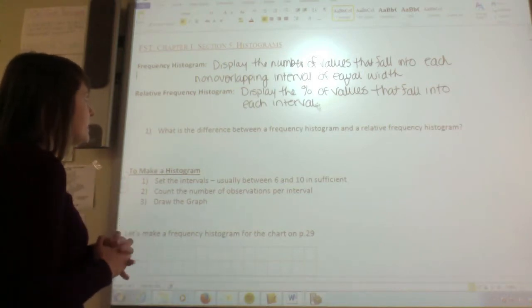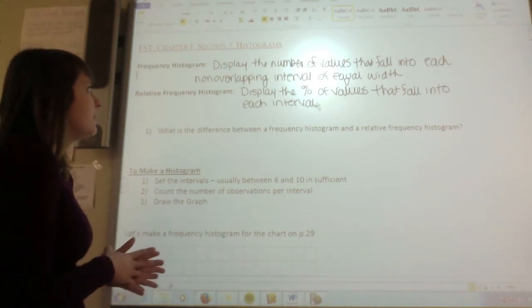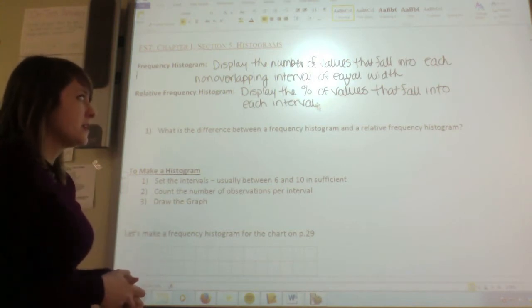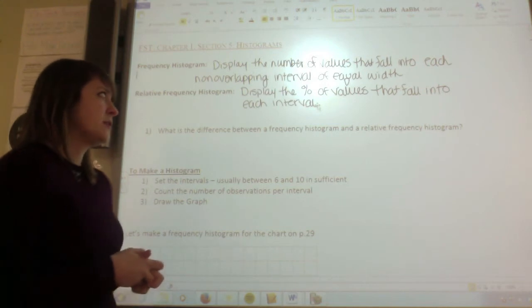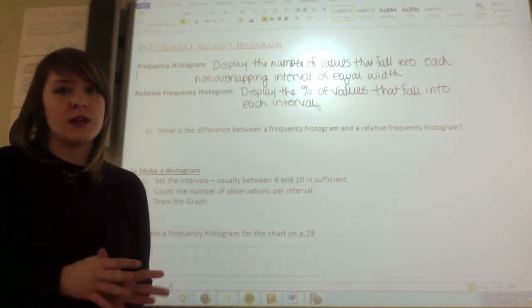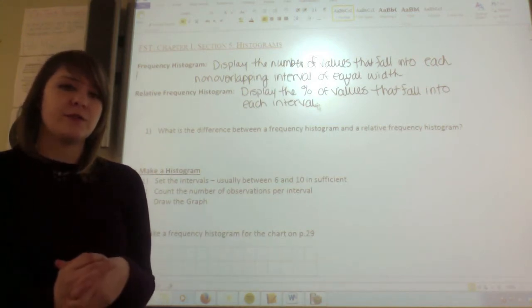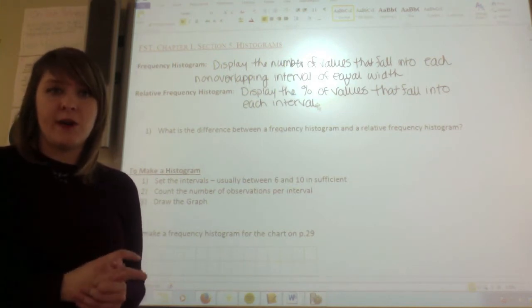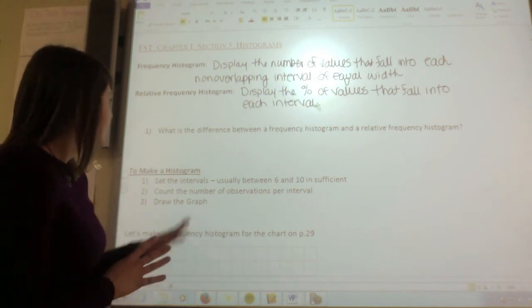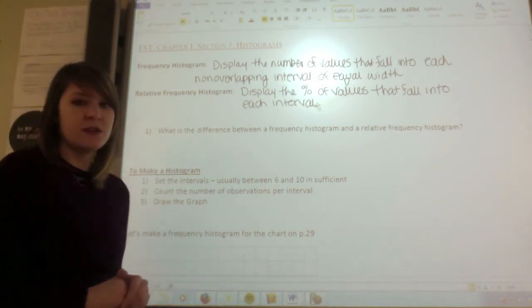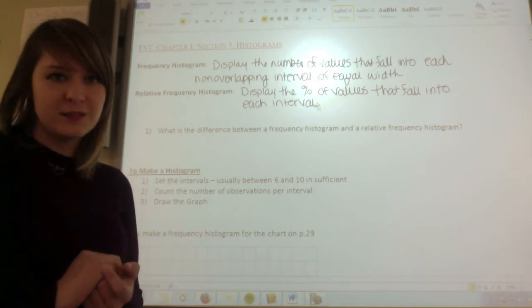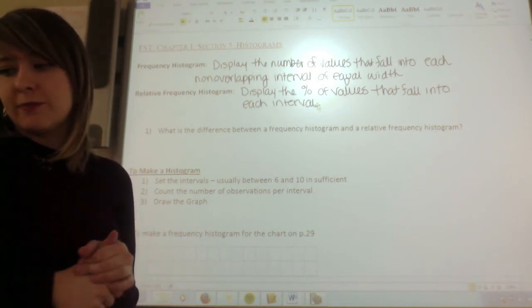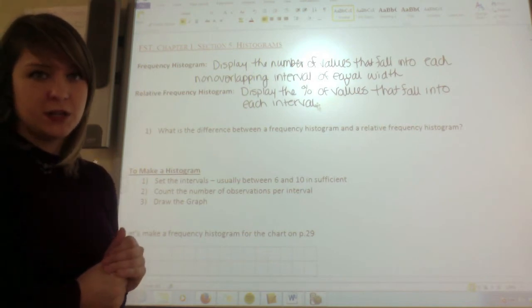Alright, so our frequency histogram displays the number of values that fall into each non-overlapping interval of equal width, and our relative frequency histogram displays the percent of values that fall into each interval. So you'll notice that our frequency histogram and our relative frequency histogram look pretty much the exact same. The only difference is the way that our y-axis is labeled. So what's the difference between a frequency histogram and a relative frequency histogram? Well, one displays the frequency of values while the other displays percentages.